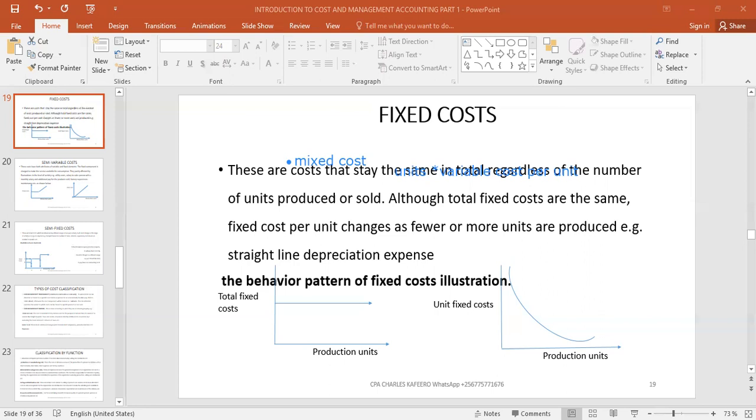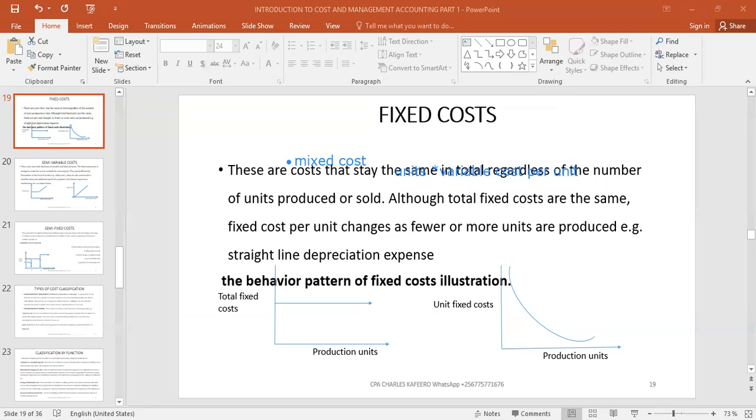Now the variable cost for it is constant. As we said, the variable cost per unit is constant at all levels of output. What changes is the total variable cost, but it changes in proportion to the level of output.